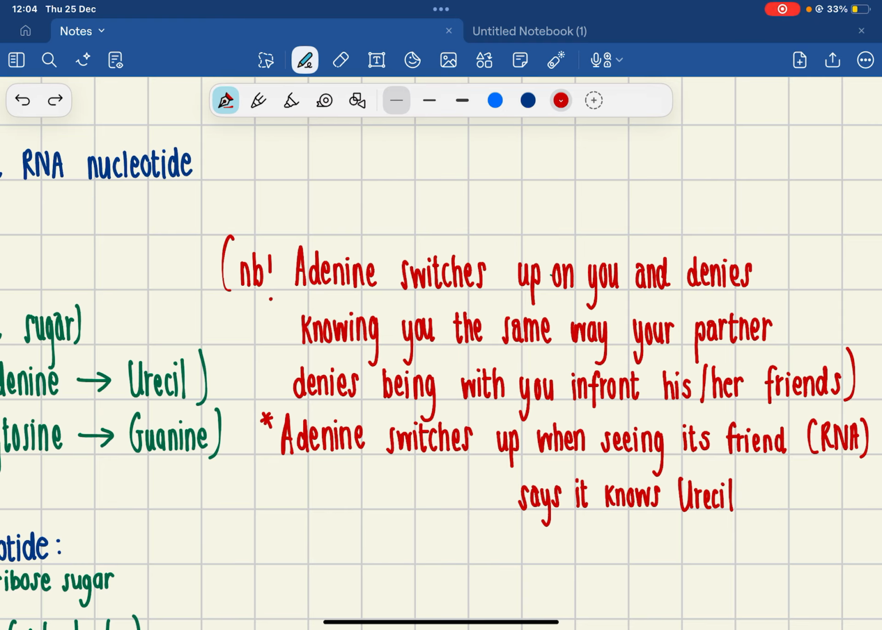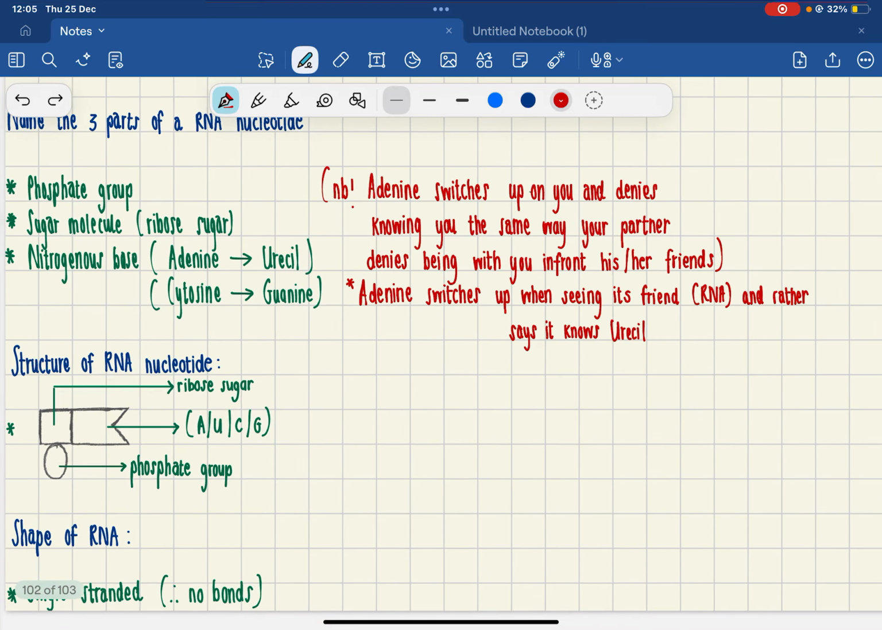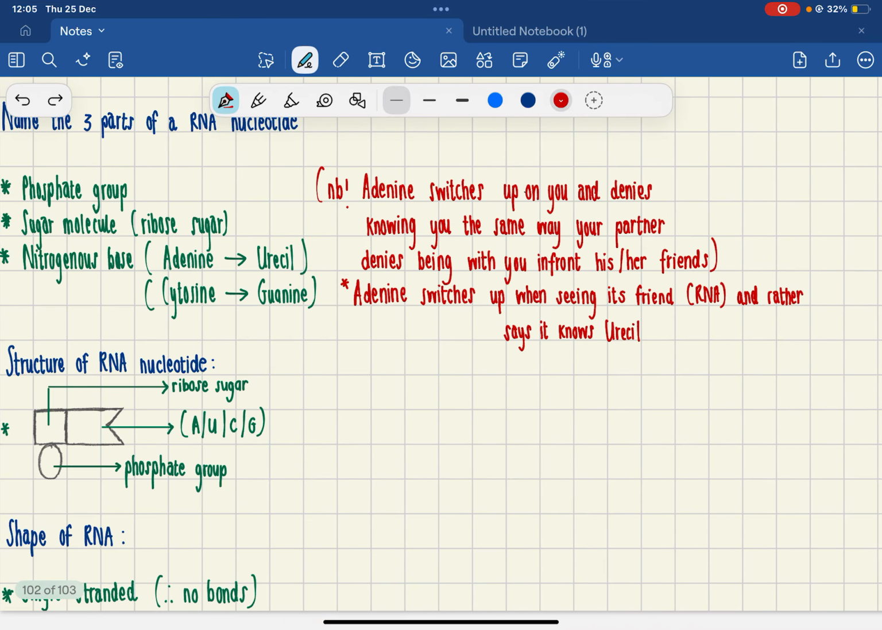So adenine switches up on you and denies knowing you the same way your partner denies being with you in front of his or her friends, eh? Adenine switches up when seeing its friend RNA and says that it's in a relationship with uracil. So adenine is 9 out of 10 times like your boyfriend or your girlfriend switching up on you. But in anyways, that's your problem. You're still the stupid one. But anyways, I'm just joking, guys. Let's carry on.